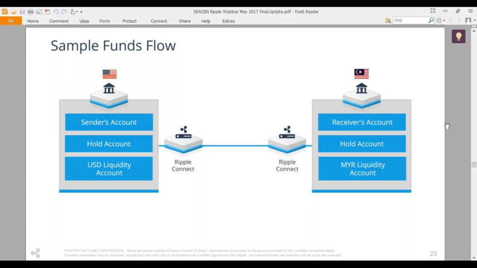And finally, there are liquidity accounts. Each bank will hold a liquidity account on its books that has the local currency pre-funded in it. So in this example, you have a USD account at the US bank and a ringgit account at the Malaysian bank.